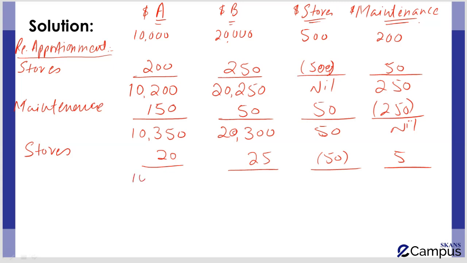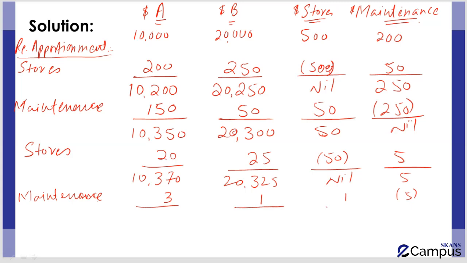After this, we will have balance of 10,370 for A, 20,325 for B, stores become nil, and now maintenance still has balance of 5. So what we have to do is reapportion the maintenance department with the same base information, 60% to A, 20% to B, 20% to stores. When we net off them, the balance of maintenance would be nil.